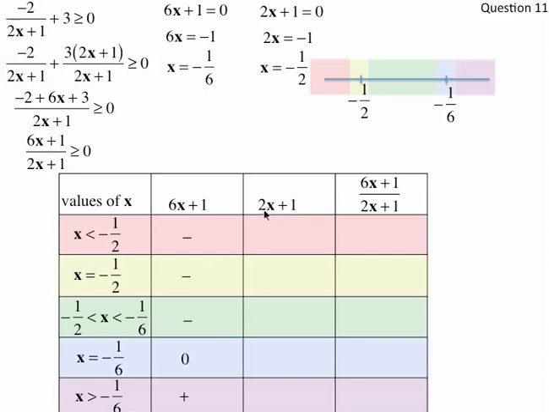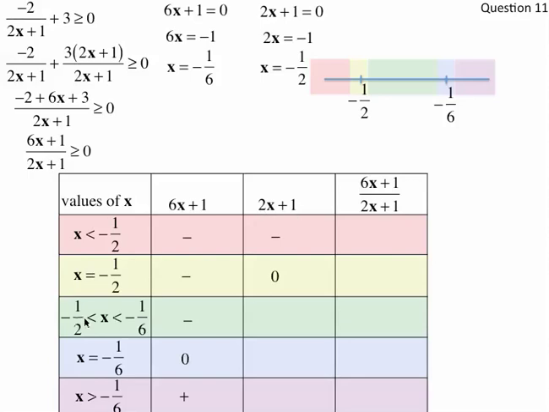Then we're looking at 2x plus 1. When x is less than negative 1/2, for example when x is negative 1, 2 times negative 1 is negative 2, plus 1 is negative 1, which is negative. When x is equal to negative 1/2, 2 times negative 1/2 is negative 1, plus 1 is 0.